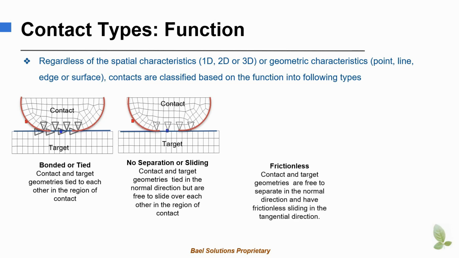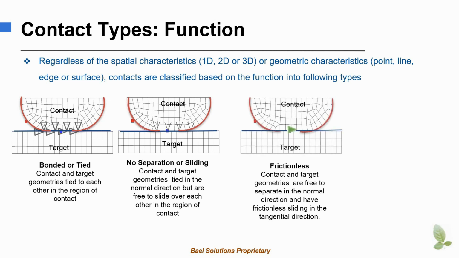Third type of contact is a frictionless contact. In this type, the contact and the target geometries can come in contact and separate from each other. They can also slide over each other without any friction.